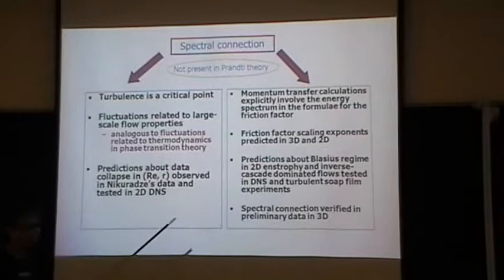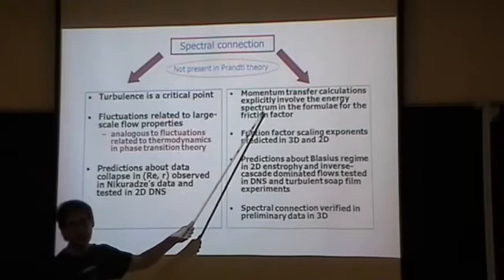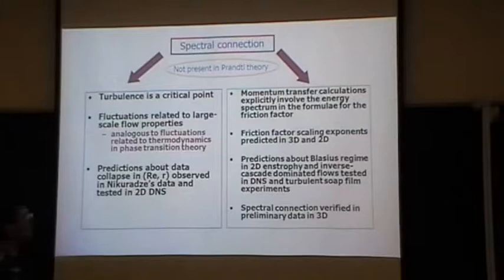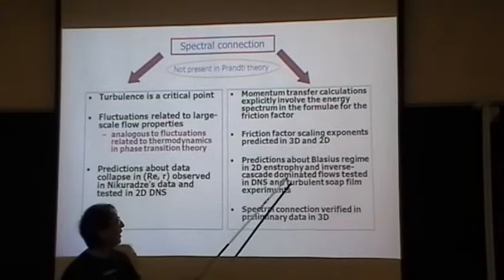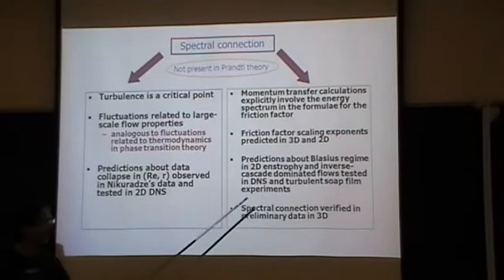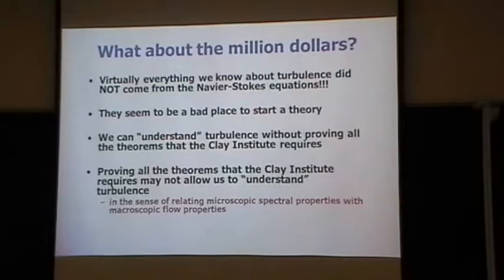The second aspect of the spectral connection is using simple heuristic, almost surely improvable, calculations, to relate explicitly the energy spectrum to the friction factor. And we've calculated these exponents in two dimensions and three dimensions. And they agree with the experimental data from the garage, and they agree with the experiments that we're able to do in two dimensions. I'm going to finish. Yeah, this is it. This is the end.